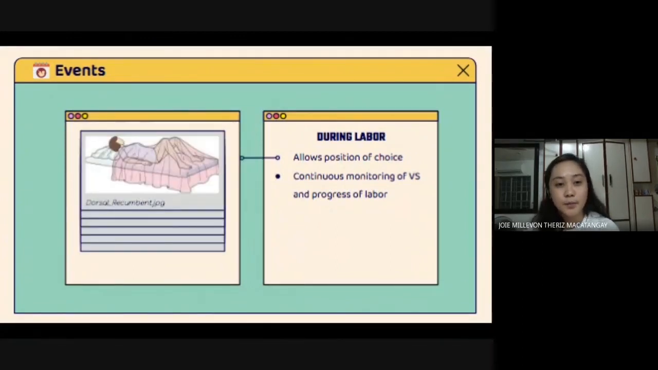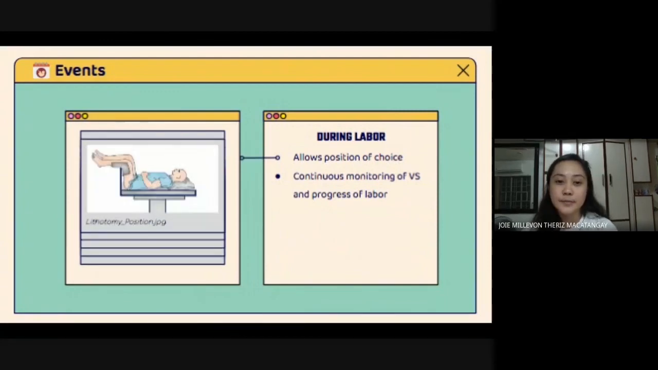Yan po ang tinatawag po natin na dorsal recumbent. So naka-separate po yung legs nyo, naka-flex po yung knees, and yan po yung usually na ginagamit na position kapag nag-internal exam. Next po is we have the lithotomy position. Ito po yung position kapag manganganak na po, kung saan pinapatong po yung binti sa stirrups or yung bakal po na nakikita niyo sa picture.